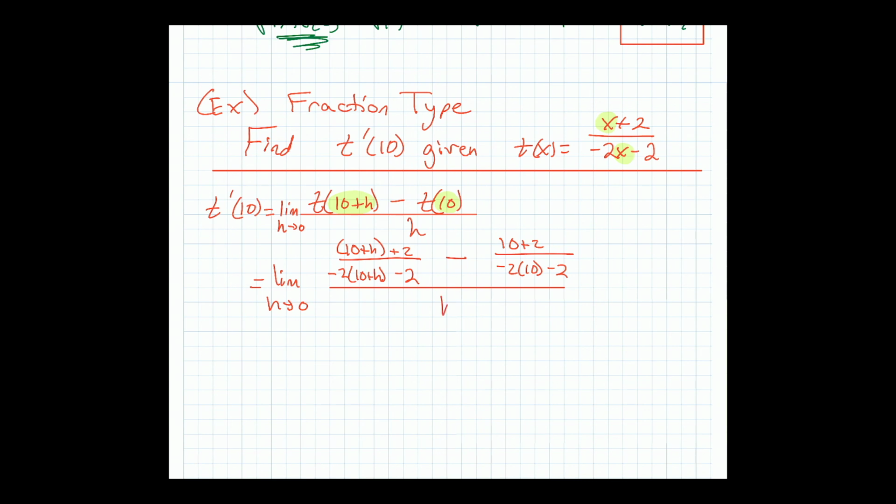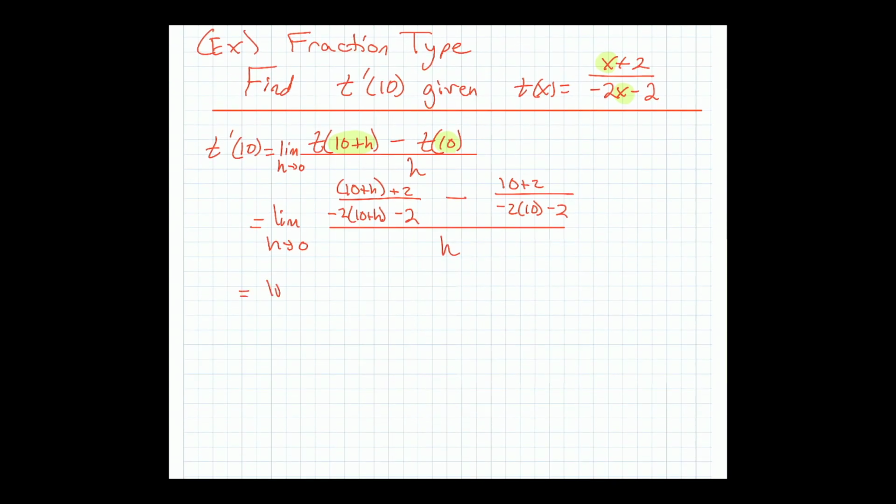And then in the denominator, again, we still have an h. So let us do a little bit of simplifying. These have the most simplifying that you have to do here. So here's what I'm going to do. I'm going to multiply out everything I can, everywhere I can. So we're just simplifying. In the numerator here, I've got 10 plus h plus 2, which is just 12 plus h. So just write that.